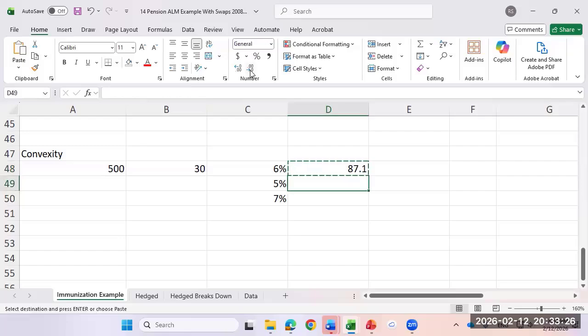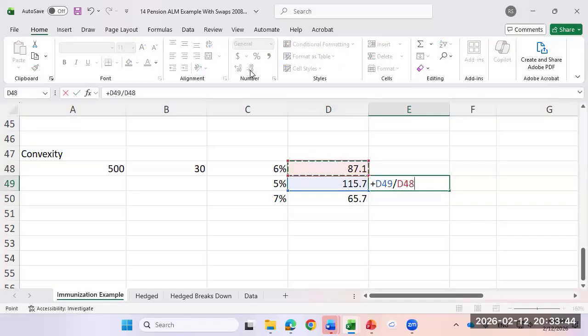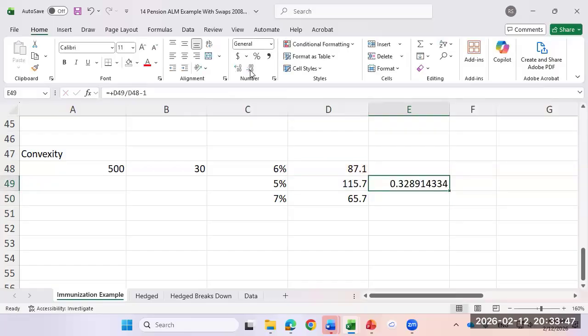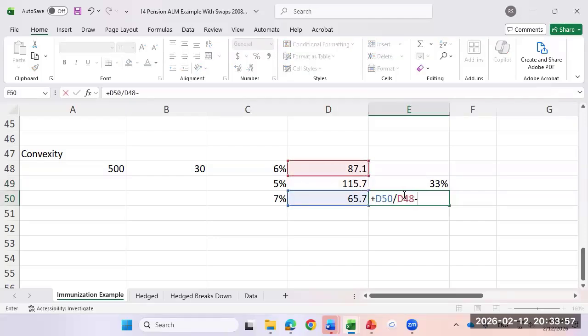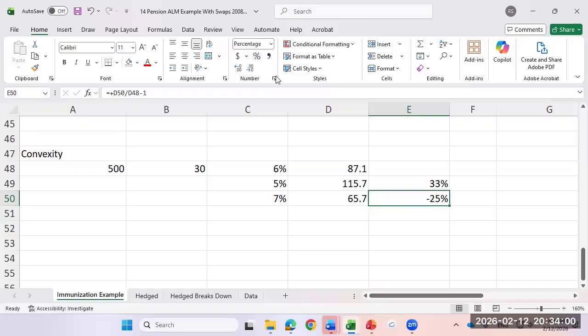What is it going to do if interest rates fall to 5%? The value goes up or down? Interest rates fall. Goes up. What if interest rates rise? What is it going to do? Go down. How much does it go up? We go up 33%. Yeah, that's right. What if rates rise? How much does it fall? Falls 25%. That's that asymmetry right there.